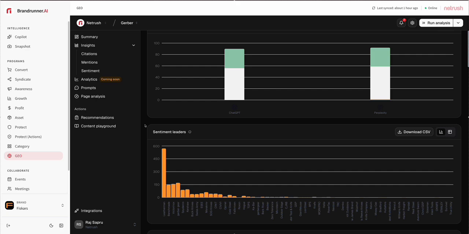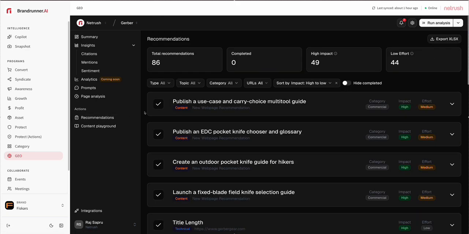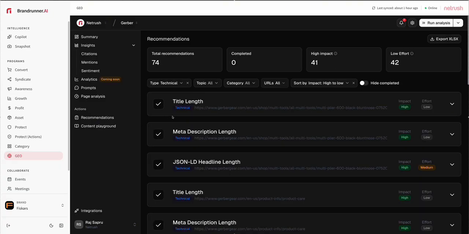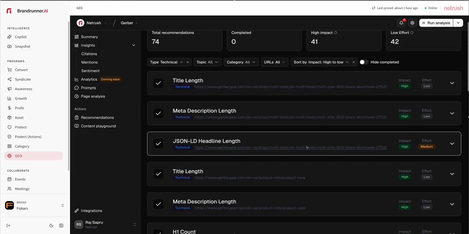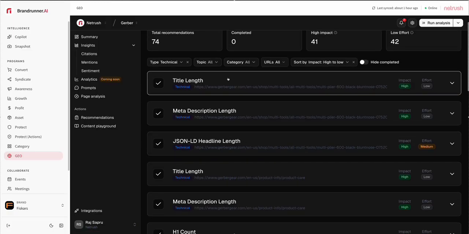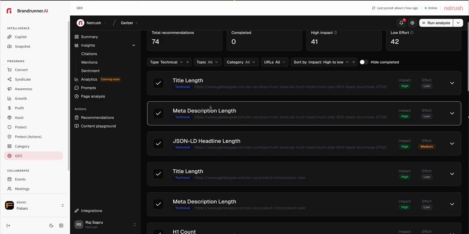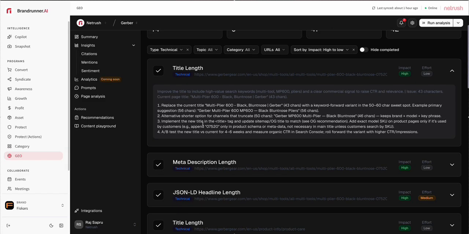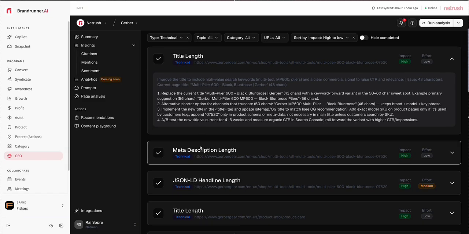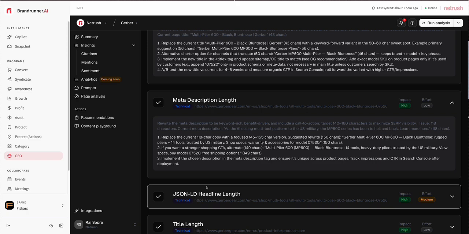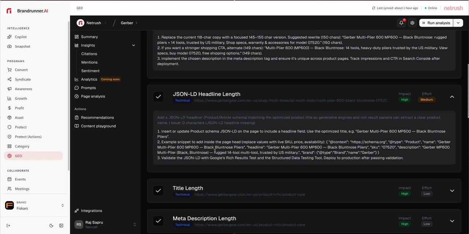All of this information is fed into recommendations. The recommendations are very valuable and they're divided into two specific areas. One is technical and one is content. So these technical recommendations are specific technical changes to the website that can, in assessment here, have high impact and low effort, or high impact, medium effort. And what these are specific website changes, whether it's title length or meta description length or specific JSON changes. When you click into it, you can look at what the specific recommended changes are, and then you can track over time which things you have changed by marking it as a complete task.